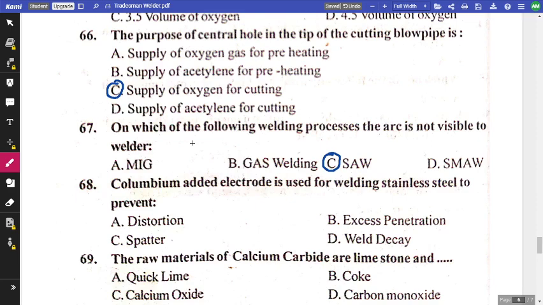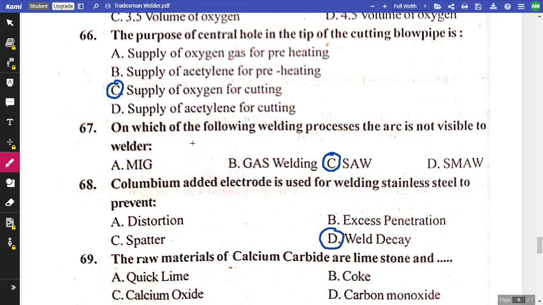Columbium is added to the electrode used for welding stainless steel to prevent. Options: distortion, excess penetration, spatter and weld decay. The correct answer is weld decay.